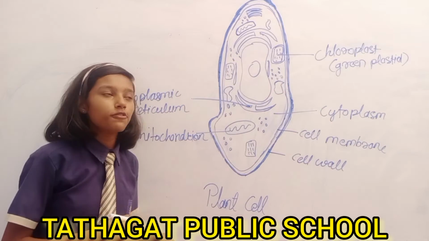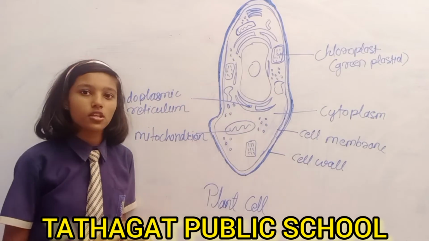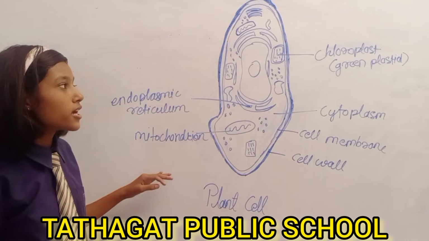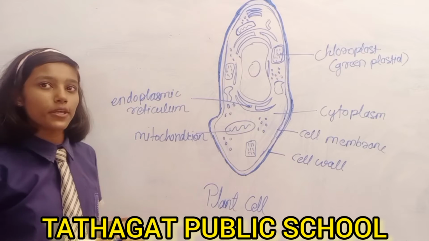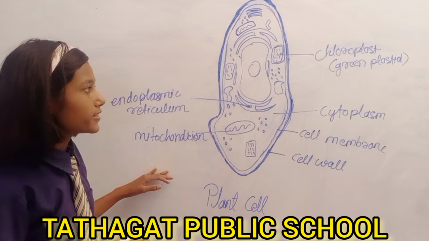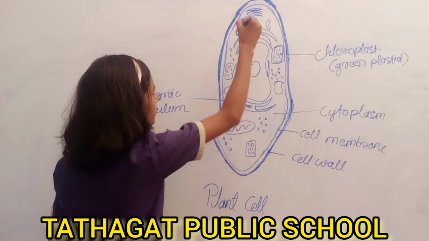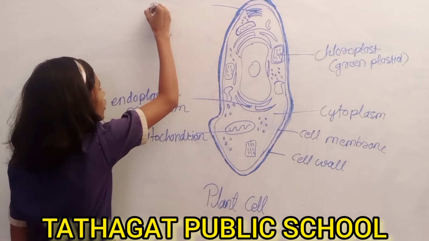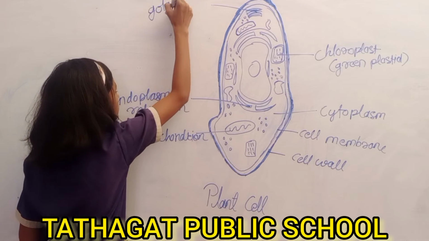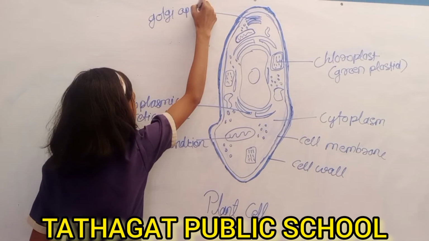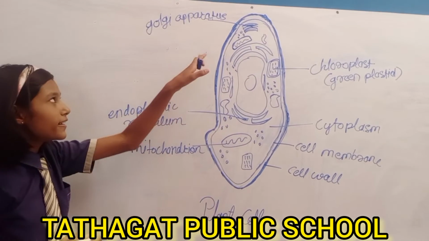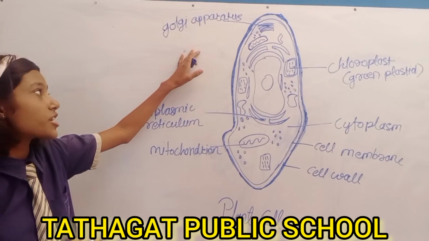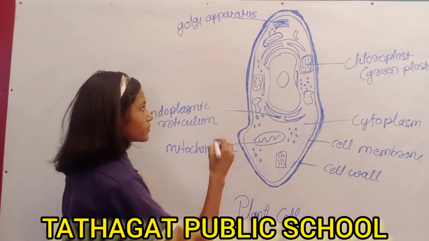Chloroplast contains chlorophyll which is necessary for the process of photosynthesis, and leucoplast stores food materials, especially starch, and chromoplast contains pigments other than chlorophyll. This is the Golgi apparatus. Golgi apparatus is responsible for the secretion of many materials.